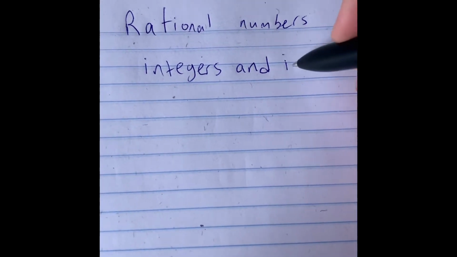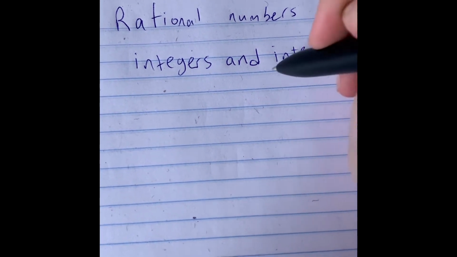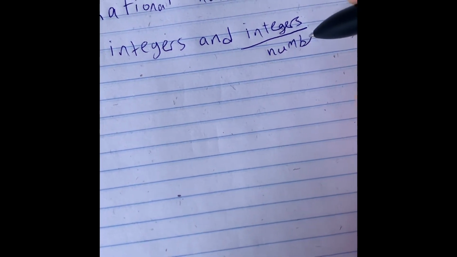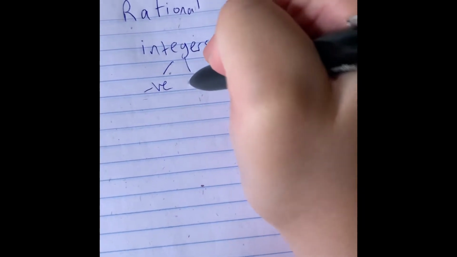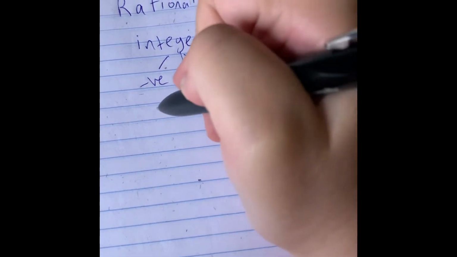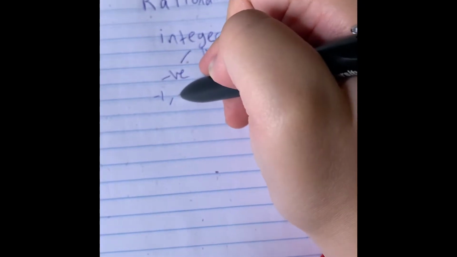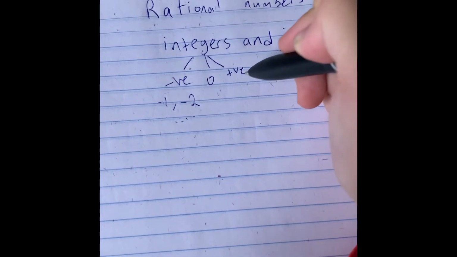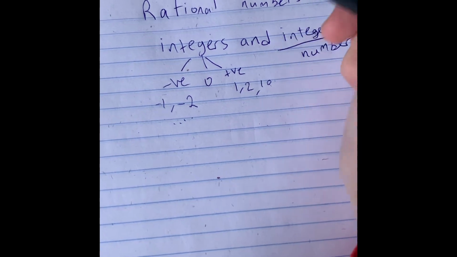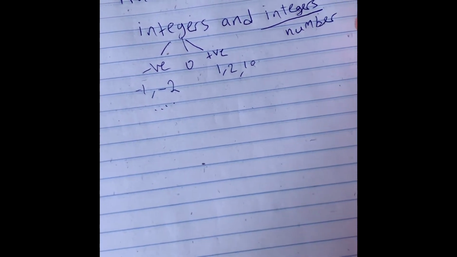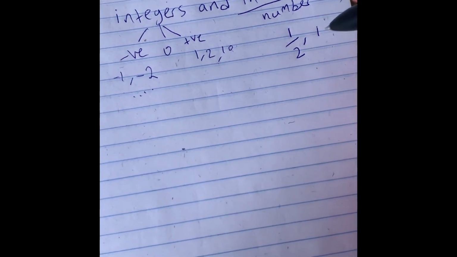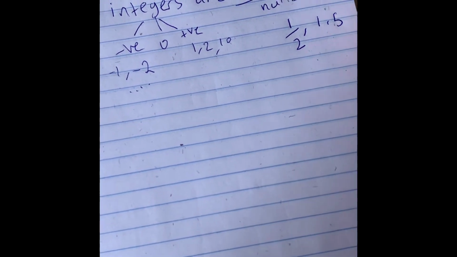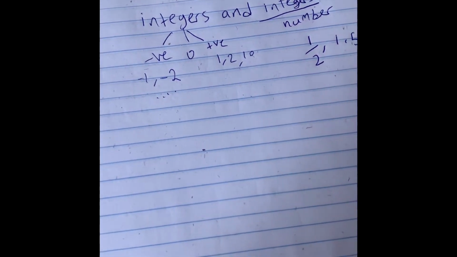And integers divided by a number. Example, integers are negative numbers, 0, and positive numbers: -1, -2, etc., and positives 1, 2, 10, etc. Integers divided by a number give 1/2, which is a fraction, or decimals like 1.5. All of these are rational numbers.